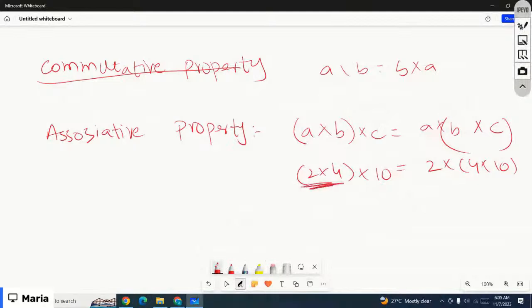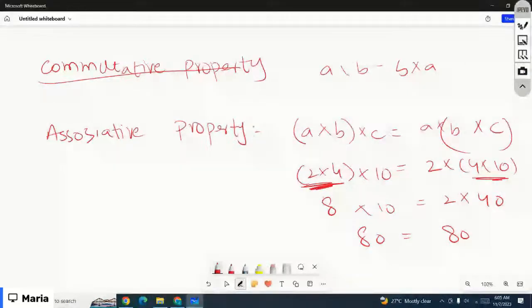Here you have to do 2 times 4 first. So 2 times 4 is 8. And here you have to do 4 times 10 first. So 10 times 4 is 40. Then you have to multiply it by 2 on this side. And here you have 10. So 10 times 8 is 80 and 40 times 2 is 80. So just the order of multiplication is different, but both sides are exactly same. So that would be the associative property.